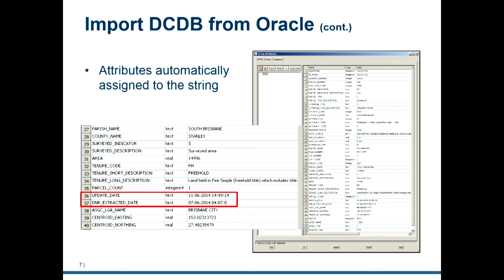The attributes we're particularly interested in are the update date and also the DNR extracted date, as that shows the actual age of the data you're working with. Due to the nature of the DCDB, it is actually always being revised, so you want to make sure you're using the most current information. Sometimes the survey may not actually move straight through to design, so the DCDB in that data set may be a little bit out of date, so people can actually see the age of it.